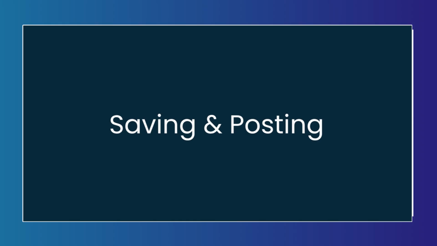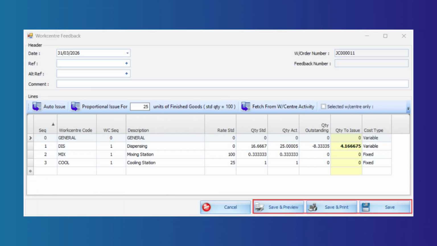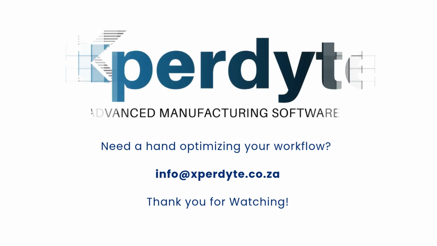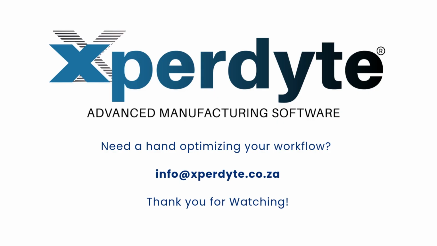When your entry is ready, you have a few ways to finish. You can click Save, or use Save and Print or Save and Preview if you need an issue document for your records. Once you click Save, the entry is saved in Xperdyte against the works order, and the value is automatically posted to your accounting system. It is that simple. Capturing these actuals keeps your system healthy and your costs accurate.